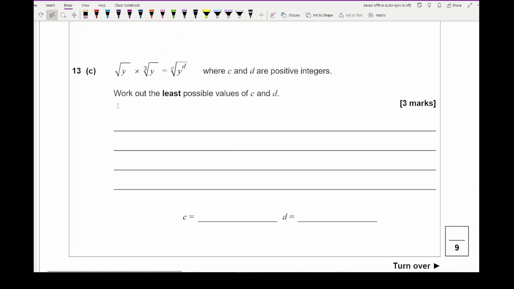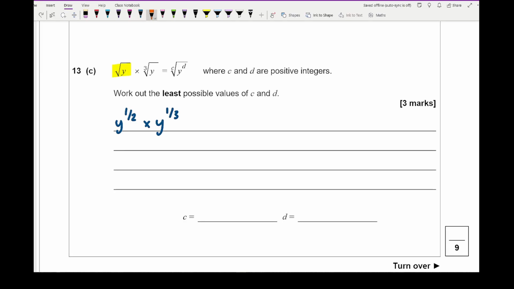Moving on to 13c, it says the square root of y multiplied by the cube root of y is equal to the c-th root of y to the power of d, where c and d are positive integers. And the question is asking us to work out the least possible values of c and d. Well, for this, we need to rewrite this using indices. Anything that's being square rooted, we can write to the power of a half. Anything being cube rooted, we can write that to the power of a third.